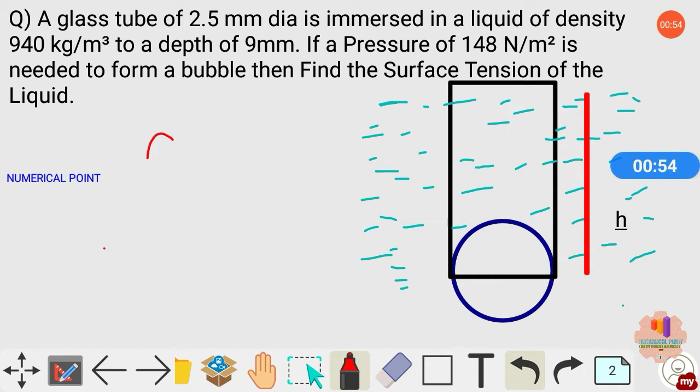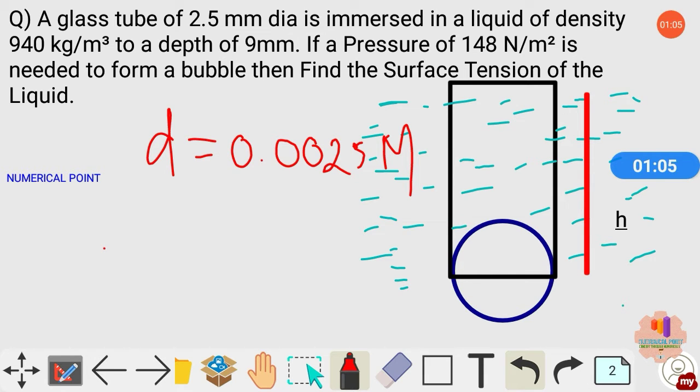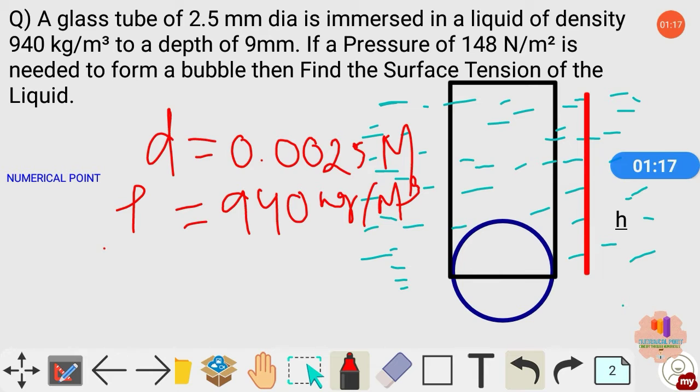Guys, here we have to mark some important things that are given in the question. The first thing is dia. Dia is given 2.5 mm, that is 0.0025 meter. Immersed in a liquid of density, so rho of liquid is 940 kg per meter cube. Then depth of 9 mm, so this height, that is h, is given as 0.009 meter.